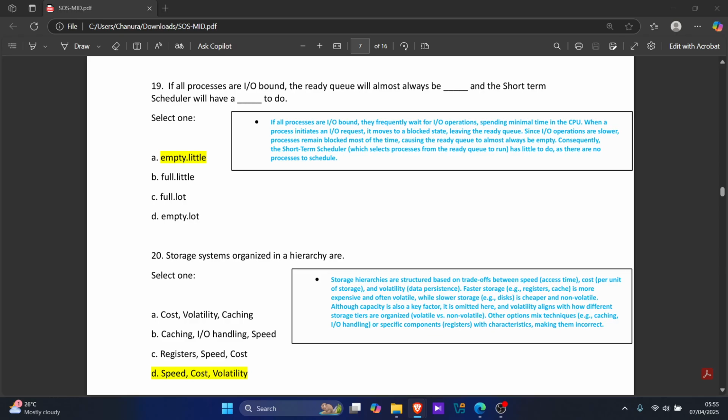If all processes are I/O bound, does that mean they all quickly get into I/O wait and the ready queue is empty? Yes. Because as soon as they are scheduled, they request I/O and get moved to the I/O queue. So the ready queue stays empty most of the time. Therefore, the scheduler has little to do since there's nothing to schedule. That makes sense. So the correct answer is A, empty, little.